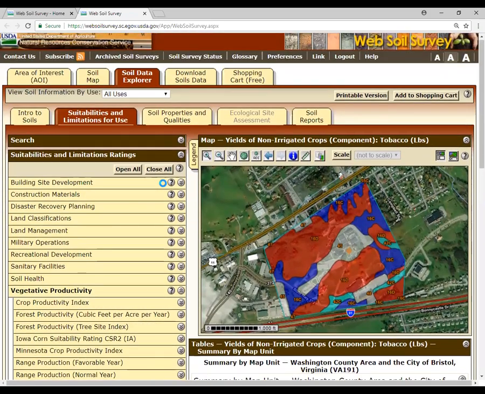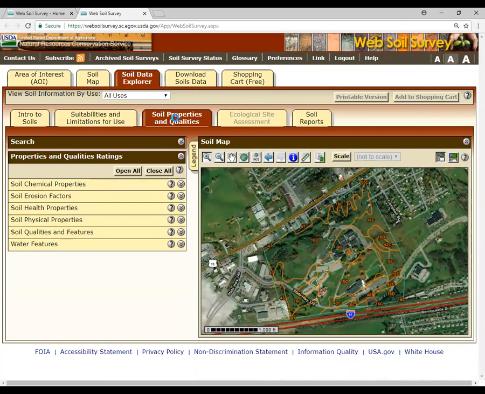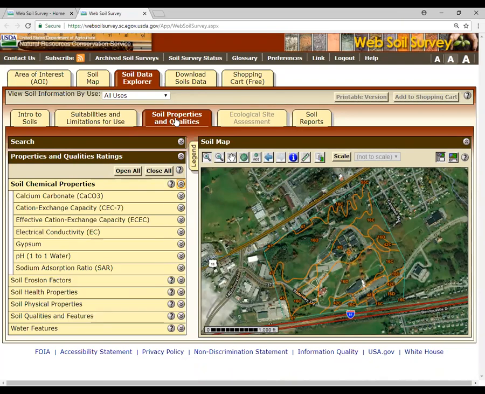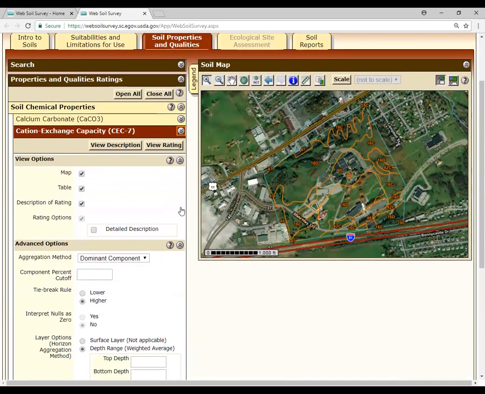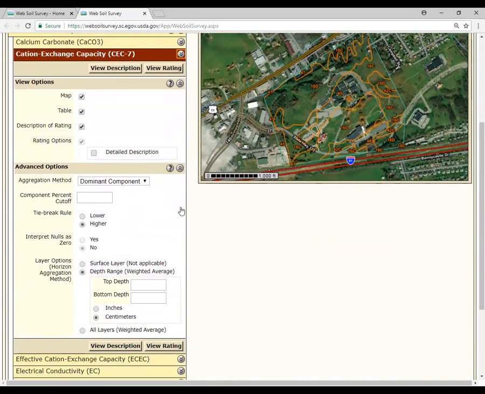You can also go up here to this tab, Soil Properties and Qualities, and we can look at soil chemical properties. For instance, let's look at that cation exchange capacity. If we click on that tab, it's going to ask us to define the depth. So let's just say that we're looking at what the cation exchange capacity is going to be for an annual crop that we're growing. So we're looking at the top depth being, let's just say 1 inch, the bottom depth being 8 inches. Change that to inches. And then we'll view the rating.